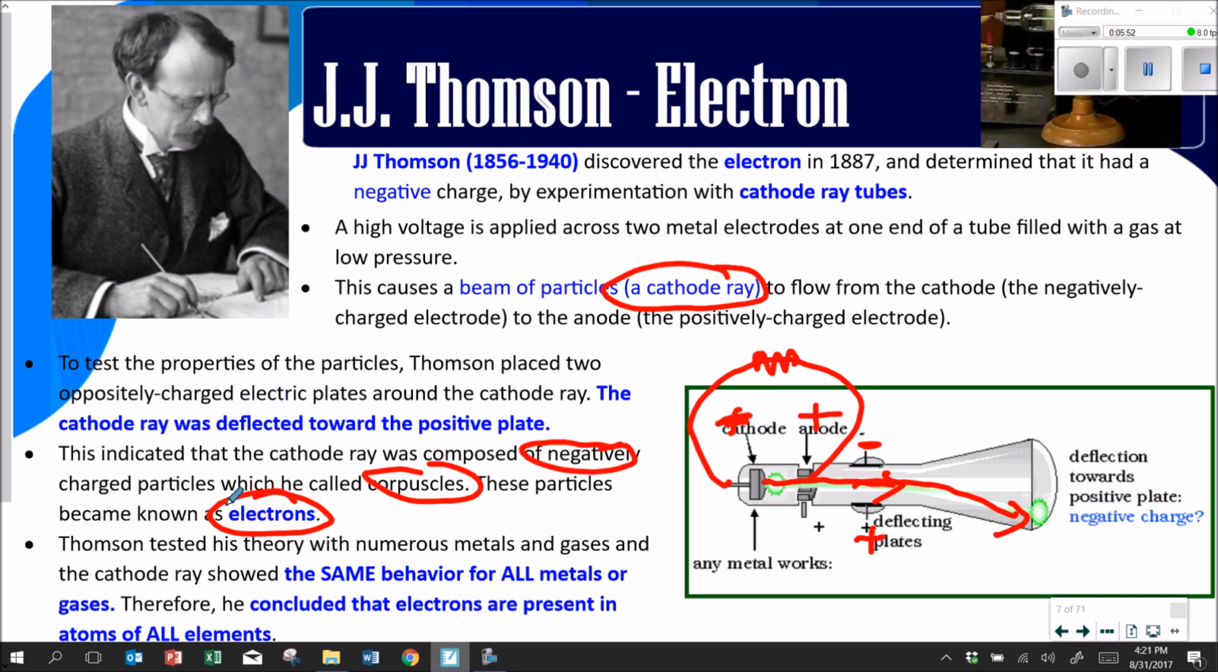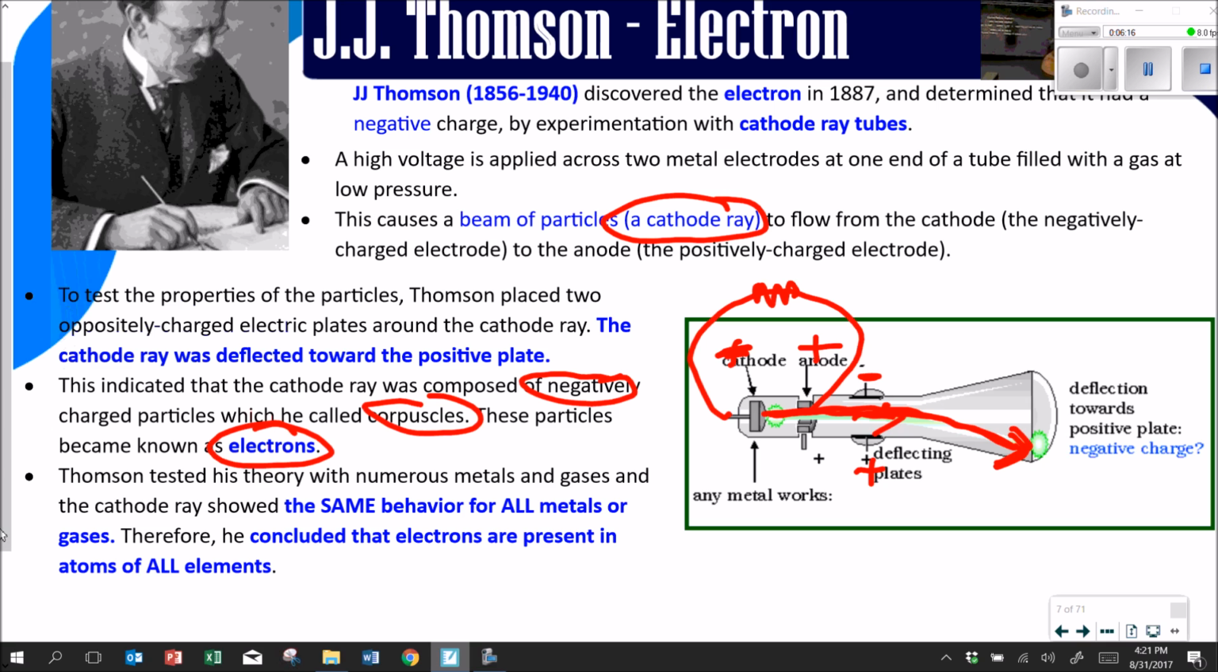Thompson actually tested this with a lot of different gases and also a lot of different metals for the cathode and the anode. And what he found was that it was exactly the same behavior, that the cathode ray was always deflected towards the positive plate for any metal or gas tested. So he concluded that electrons must be present in atoms of all elements.